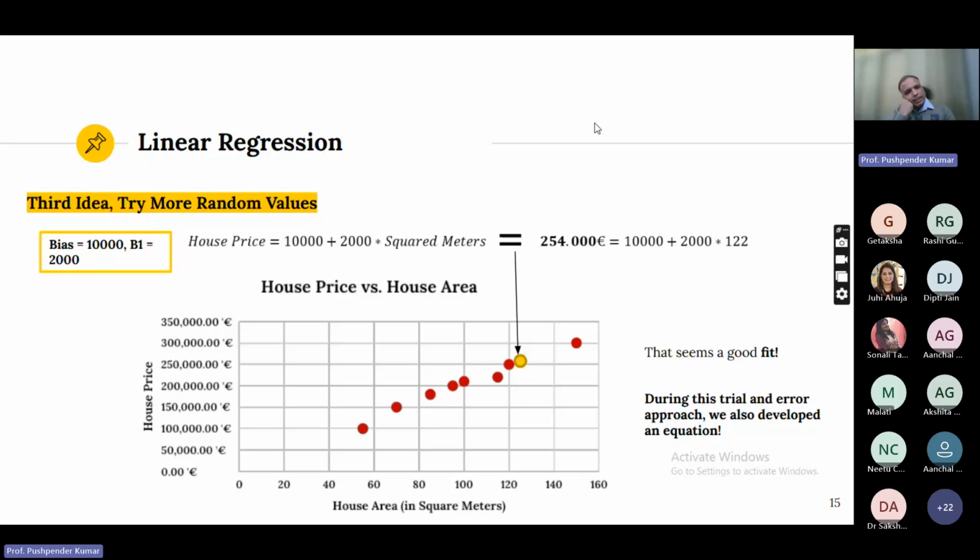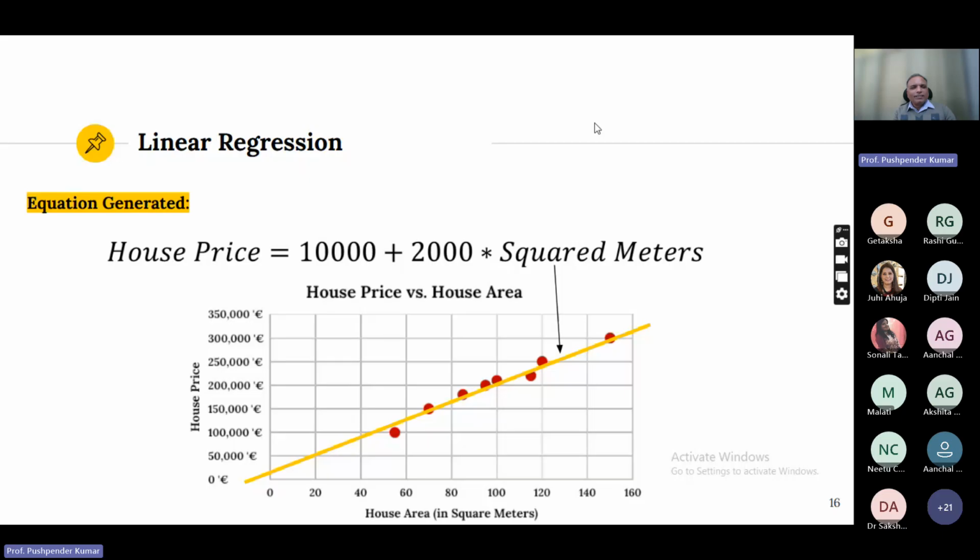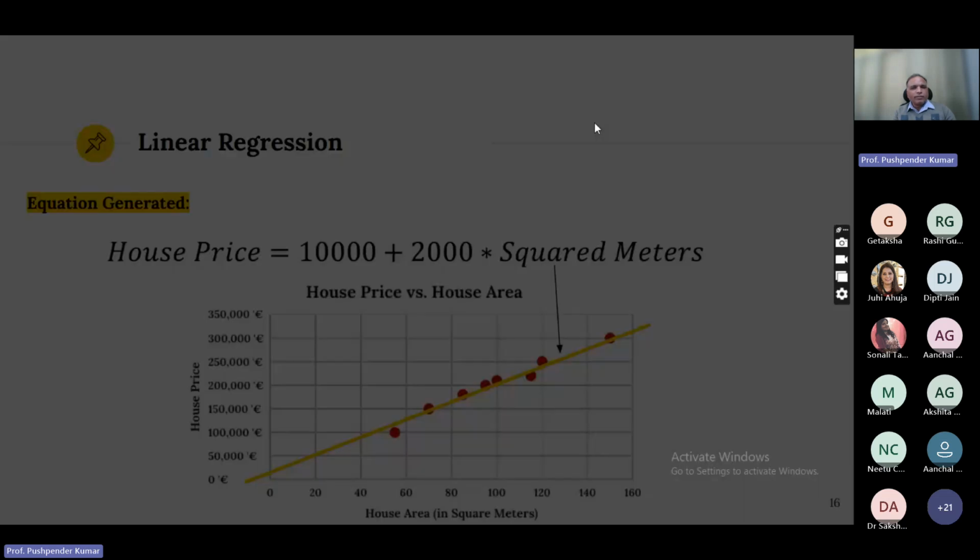Third idea. So we have three ideas: try more random values. We can try more values, right? Through this, that seems a good fit. Here, this seems a good fit. During this trial and error approach, we also develop an equation. Where is the equation? Here you can see Y is equal to 10,000 plus 2,000 into x. So house price is equal to 10,000 plus 2,000 times square meters. This is the linear equation we have generated.